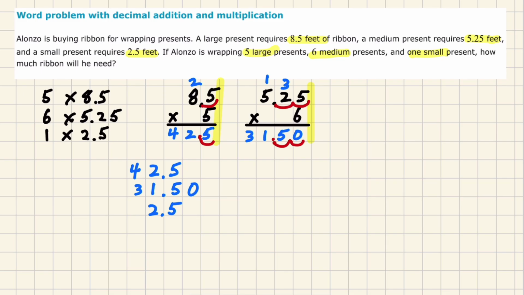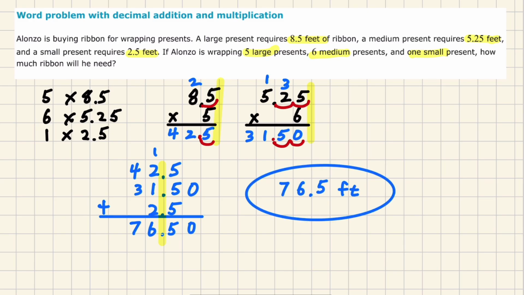And our final calculation will be to add these on the far right, 0, 5 plus 5 plus 5, 15. 1 plus 2 is 3, plus 1 is 4, plus 2 is 6, and 4 plus 3 is 7. Unlike multiplying, our decimals here are aligned, so the resulting decimal is also aligned. How much ribbon will Alonzo need? 76.5, and the units we were given were feet.